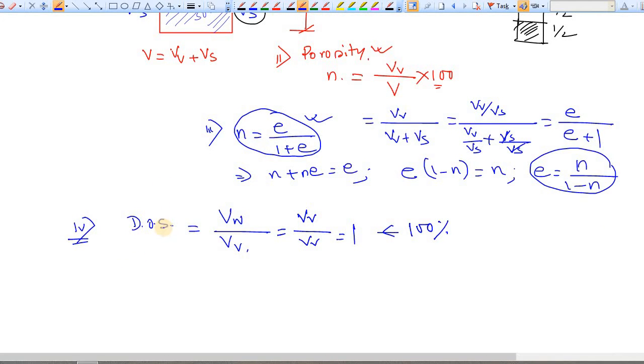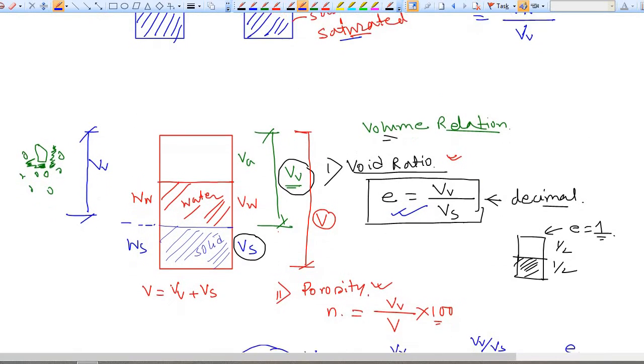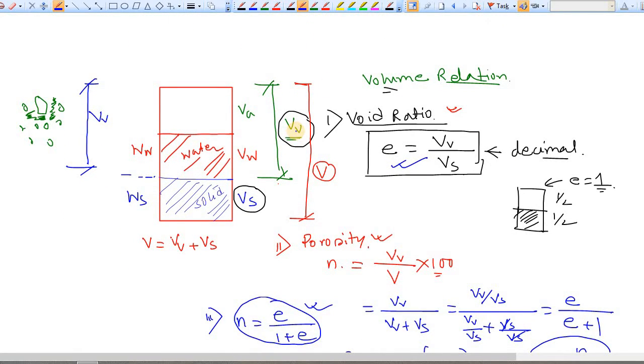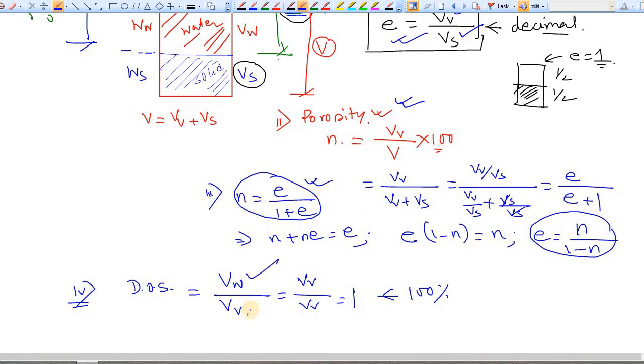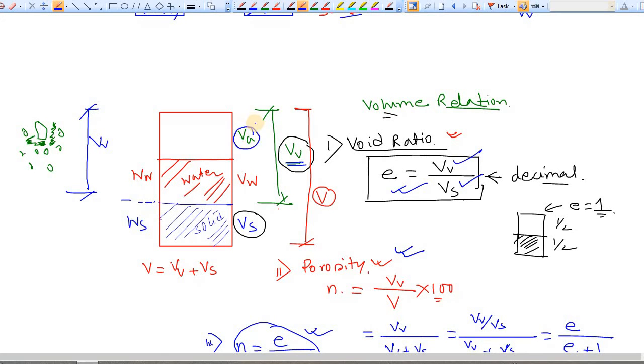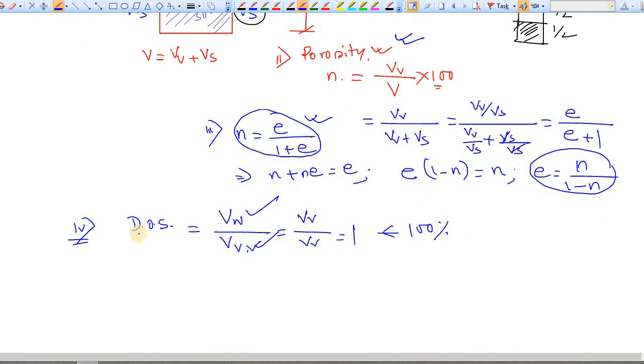Now what is the fifth relation? What is remaining? Well, we have talked about volume of void to total volume, that is porosity. We have talked about volume of void to volume of solid, that is void ratio. We have talked about volume of water to volume of void. So the remaining one is air. We have not made any relation with this air. So with this air, we can make a similar relation like degree of saturation.